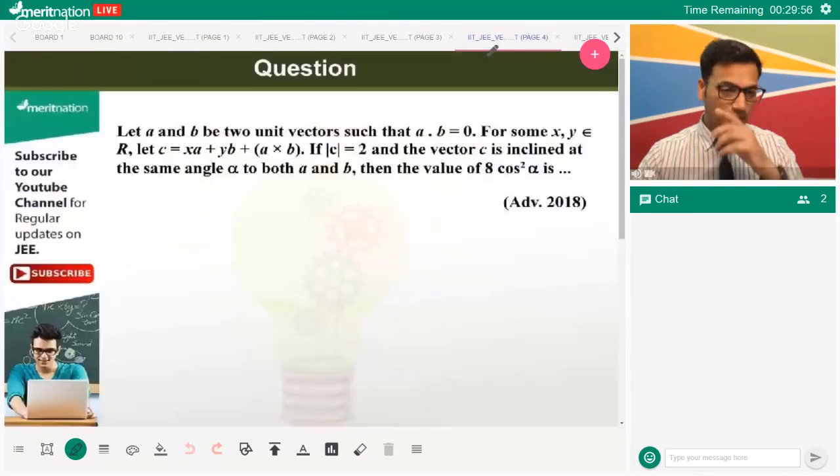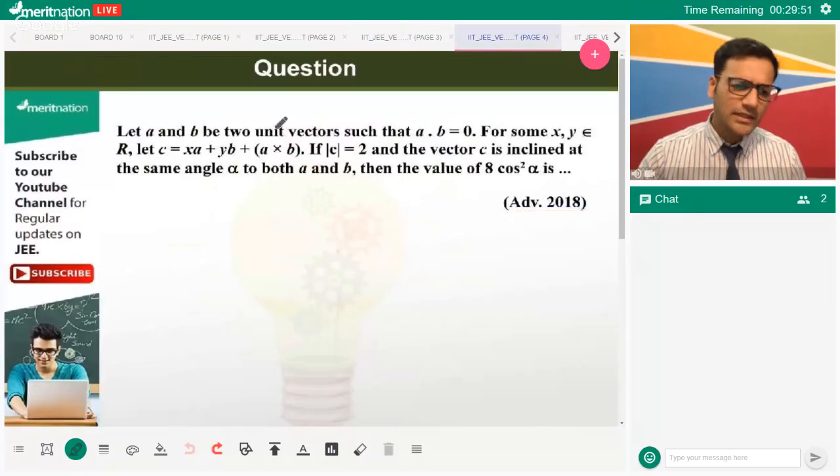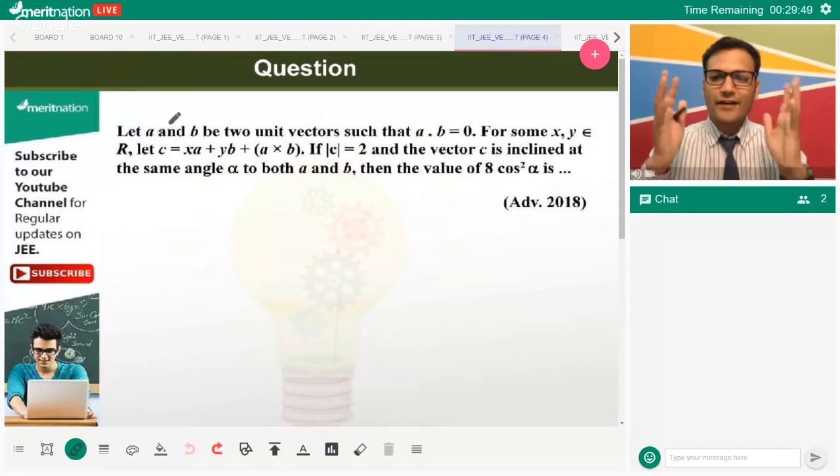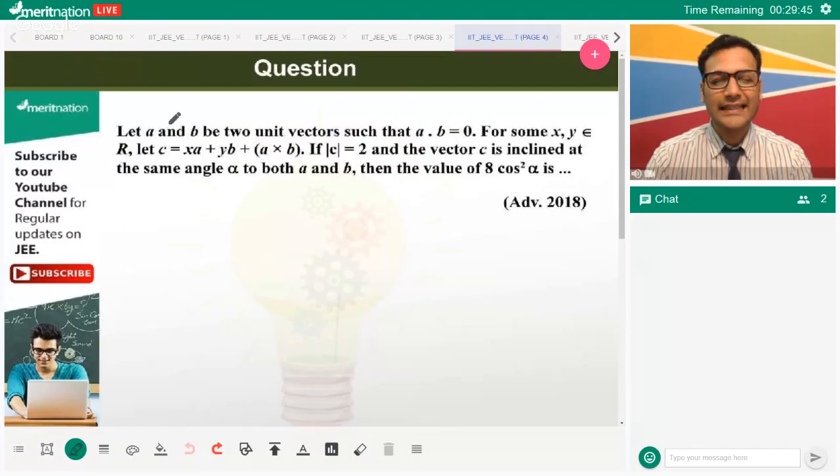Okay, now this is a question, last year's question, simple question. You just need to have clarity, and trust me, guys, it's important for you to construct or at least think of what sort of figure we will get. At least that makes us comfortable that we know what the question is talking about. So the question says, let A and B be two unit vectors. Fine enough, they're unit vectors.